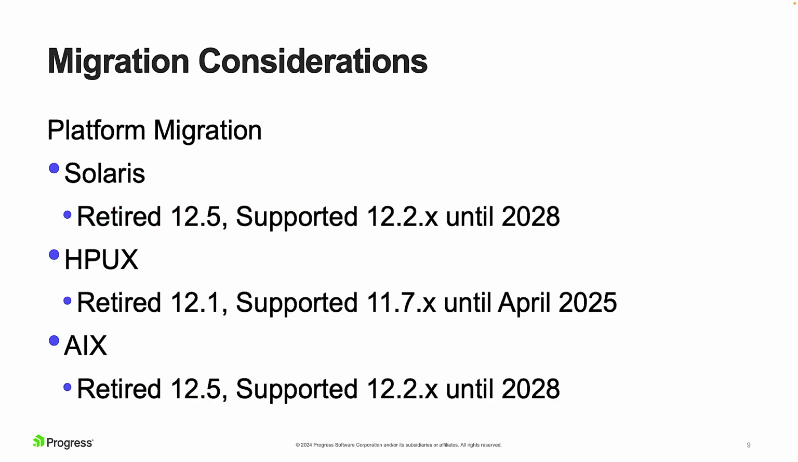As important as version support is the platform support. OpenEdge has announced retirements for several operating systems, and this is how your OpenEdge versions are supported. With Solaris, that was retired in 12.5, which means the last LTS it supported is 12.2, which again is still good till 2028. HP was retired in 12.1, so it did not make it to the 12.2 LTS. So if you want to continue on HPUX, that's only supported in 11.7. And again, that retires in April of 2025. Lastly, AIX was also retired in 12.5, so its last version supported is 12.2.